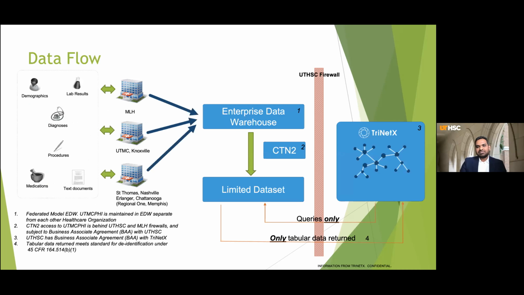So this is how the data flows into the research enterprise data warehouse. We get data on all the domain areas from different healthcare organizations into our enterprise data warehouse. We then combine the data and de-identify it into a limited data set. We de-identify the patient and visit identifiers, but we leave the date of service as it is in order to track the care the patient receives. The tabular summary of the limited data set can be queried using TriNetX.